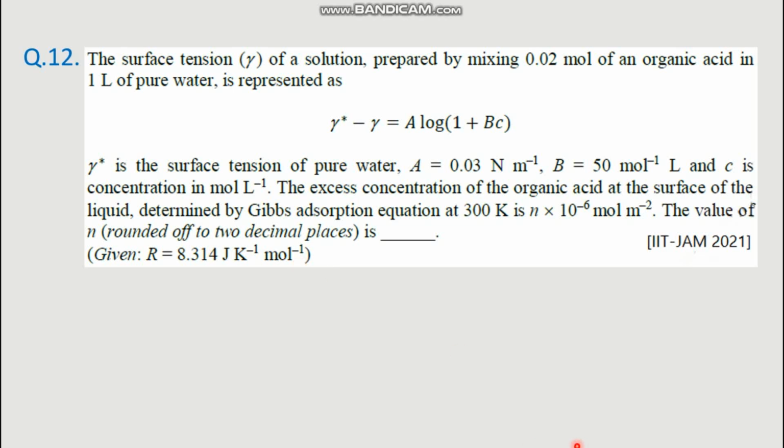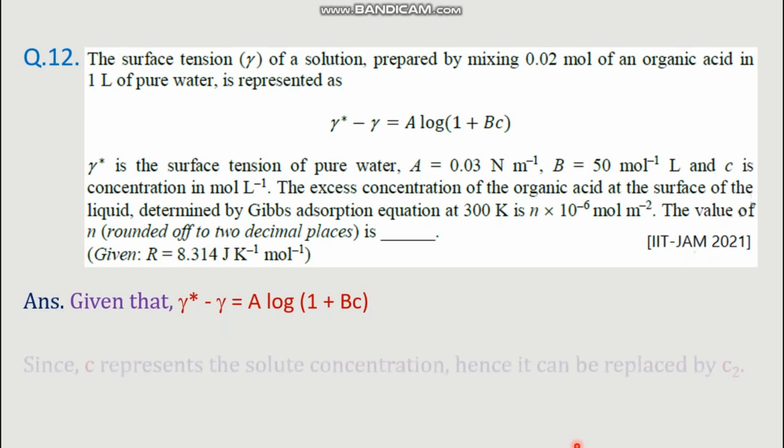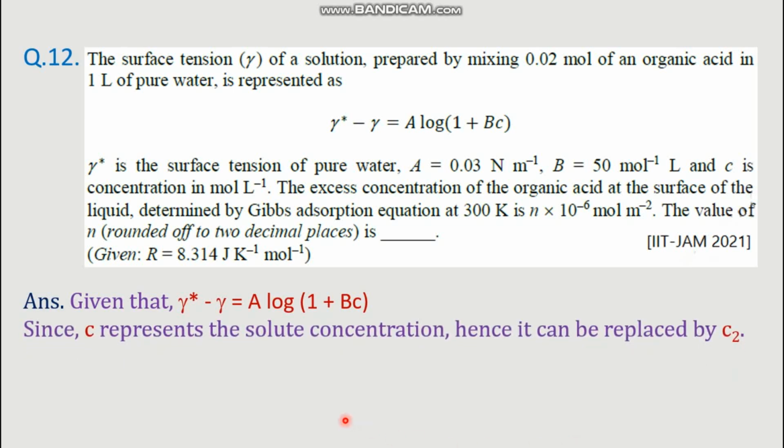In order to do this, we have to start with the equation gamma star minus gamma equals capital A log of 1 plus BC. Now C represents the solute concentration, isn't it? So we write C2, because this is the solute concentration. In place of C, just replace this C by C2. It will become more convenient for us. So this equation is actually BC2.